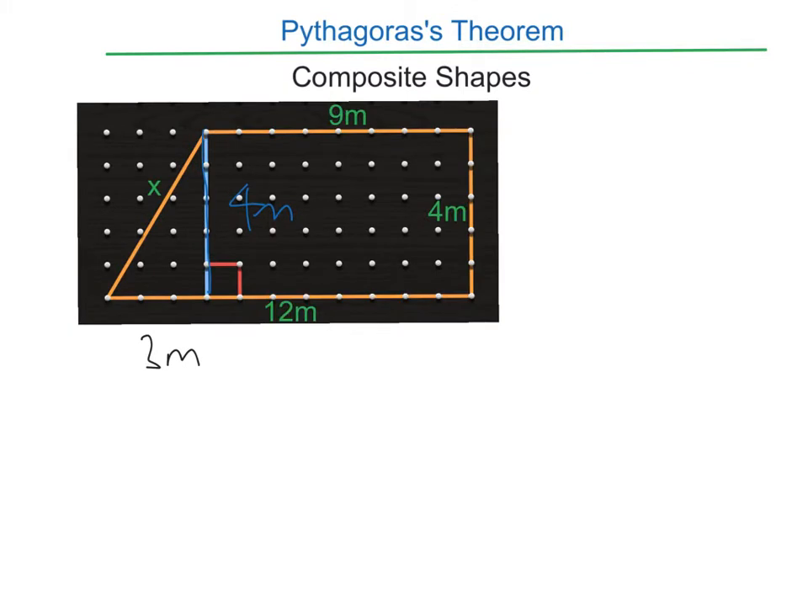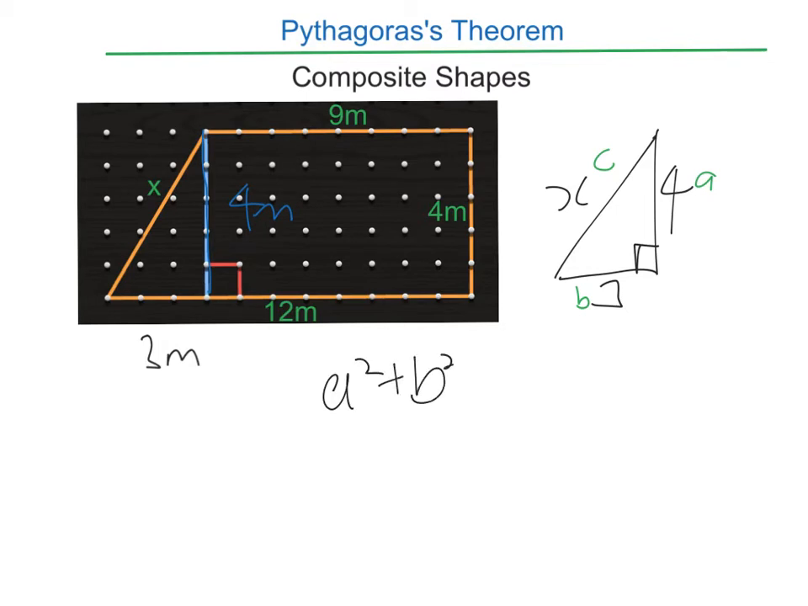Now really what I've got now is just a triangle like this, with 4 here, 3 here, and x there. So that means I can use Pythagoras' theorem. Let's just label my triangle. This is the longest side, so it's C, and the other two are A and B. A squared plus B squared equals C squared. A is worth 4, so 4 squared plus B squared, which is 3, so 3 squared equals C squared. So B is 3, so B squared is 3 squared. A is 4, so A squared is 4 squared.